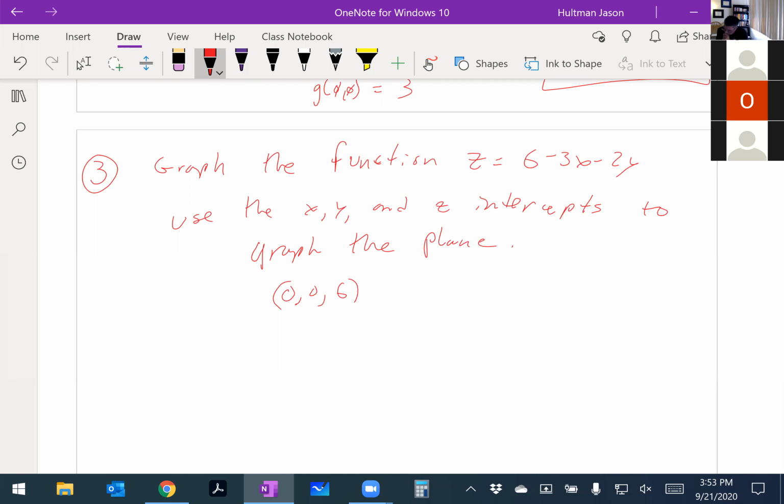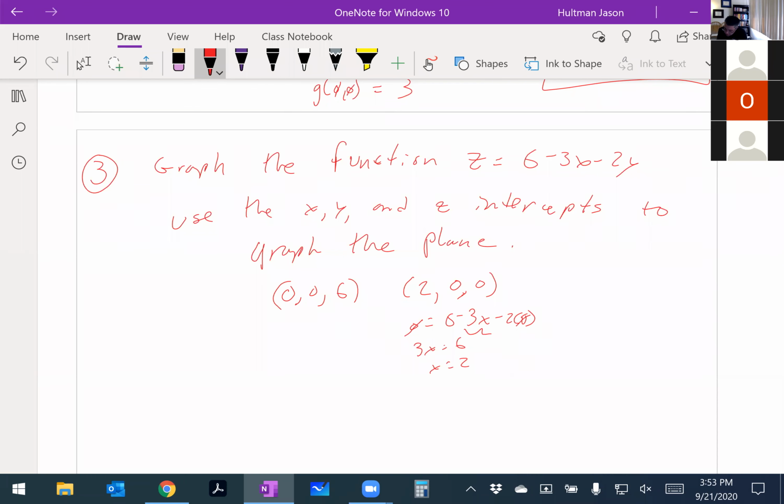Okay, what if y and z were 0? What would x be? So we would want something comma 0, 0. All right, let's put in 0. So 0 is equal to 6 minus 3x minus 2 times 0, right? We would get 6 minus something is equal to 0. Well, that something has to be 6. You could just solve this and say 3x equals 6 and x equals 2. So just plug in 2.